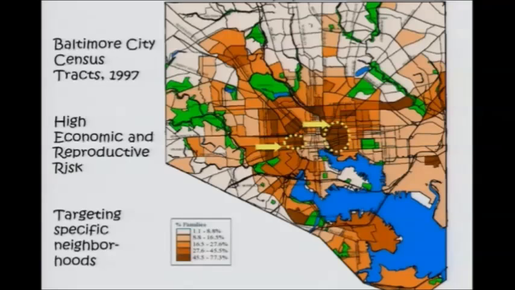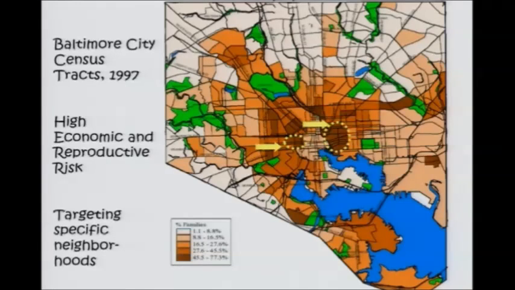This is the map that was generated around that time, and the very dark brown areas of the city, this isn't everything that we measured. This is actually high economic and reproductive risk, in particular poverty in this case. And so the highest brown areas are representing census tracts where 45 to 77% of families live at or below the official poverty level. Even the orange areas are 27 to 45% of poverty level. So you can see there's quite a bit of poverty in Baltimore.